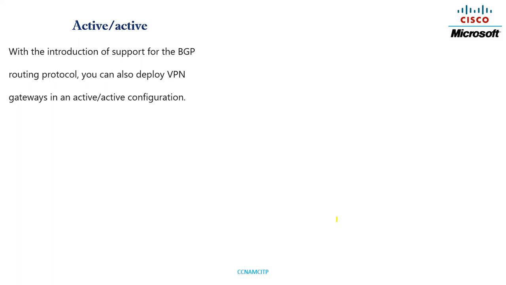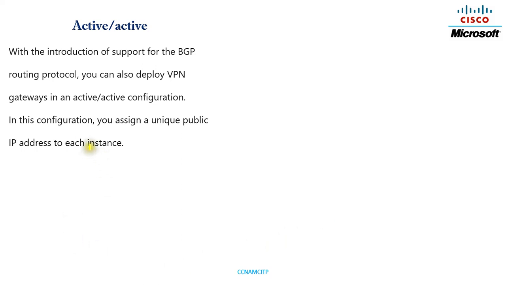With the introduction of support for BGP routing protocol, you can also deploy VPN gateways in an active configuration. Last time we saw active standby. Now we are seeing active configuration. So what is the functionality of active configuration here? Let's see. In this configuration, you assign a unique public IP address to each instance.